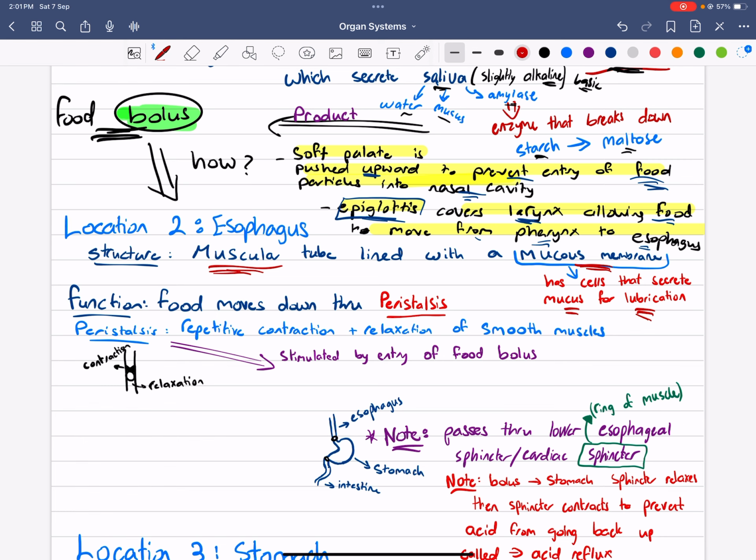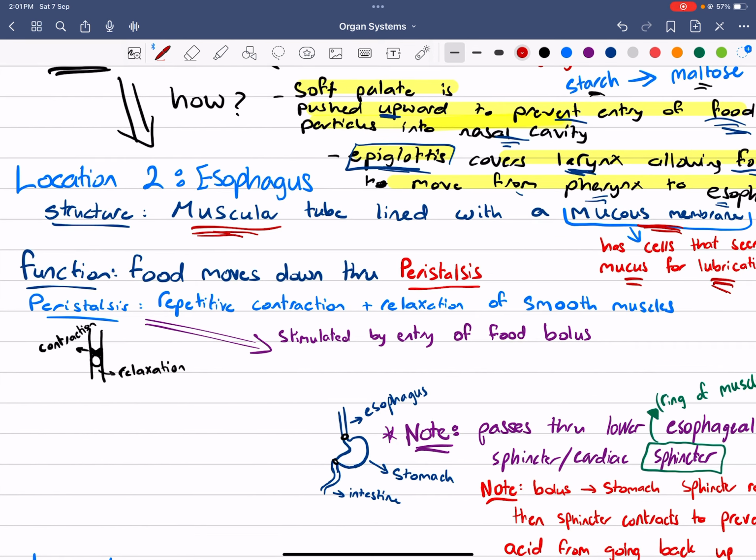So I drew here a small diagram of the esophagus. So the esophagus has a smooth layer of muscles, okay? Those are all smooth muscles. Pay attention, it's smooth muscles, not skeletal muscles. And they have cells that secrete mucus that ease the movement of the food bolus. So if we don't have mucus for lubrication, there's going to be a lot of friction and the food bolus won't be able to move easily down.